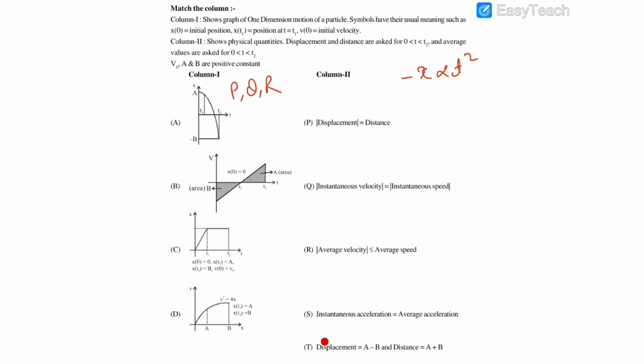And option T says that the displacement is a minus b and the distance is a plus b. We have already discussed that in this graph A, the body has never turned around, so distance and displacement are the same. So obviously option T is also not the correct choice. Now option B is a v-t graph that is a straight line going up, where this area is A, this area is B, and initially the displacement was 0.